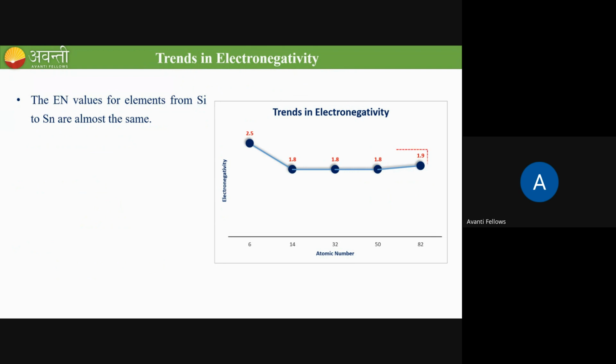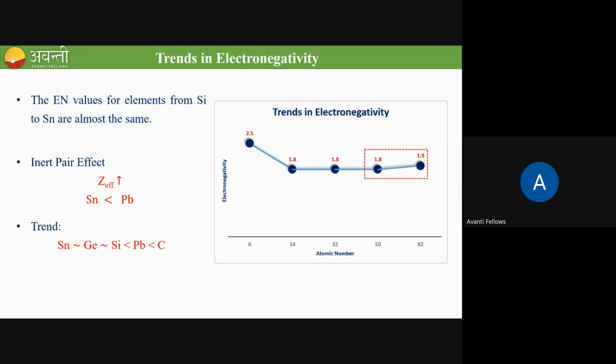Also for the last two elements, tin and lead, there is an increase for lead, like ionization energy. Again it is due to the same reason, the inert pair effect. This exception is observed due to the inert pair effect. So the trend is like this: first carbon 2.5, then lead 1.9, then silicon, germanium, tin. All these three have approximately the same value. This is the correct trend observed for electronegativity of group 14. So keep these three trends in mind.